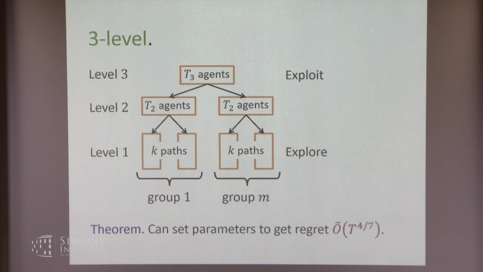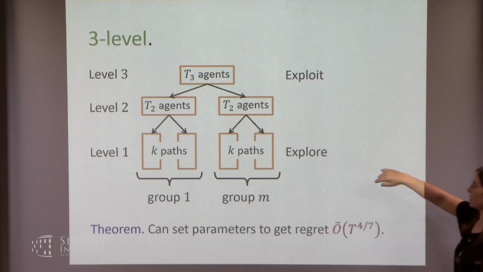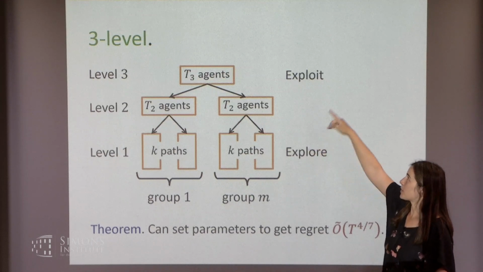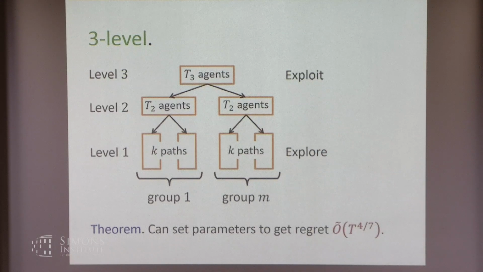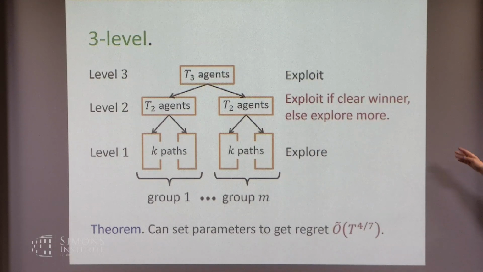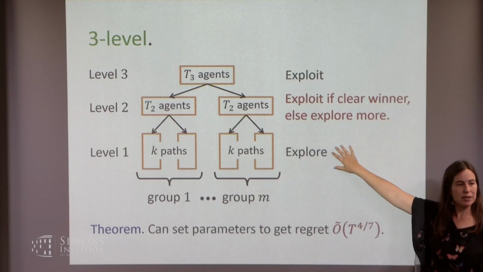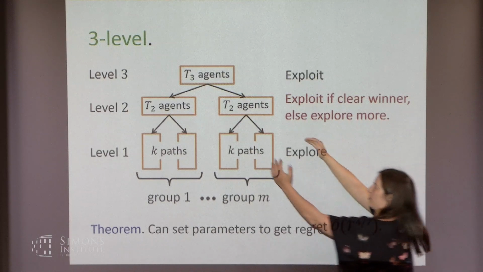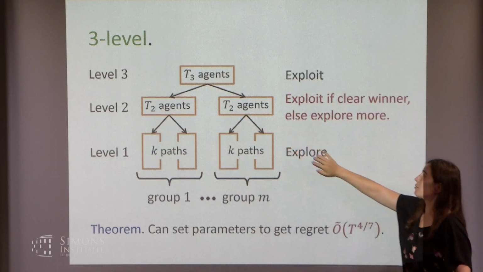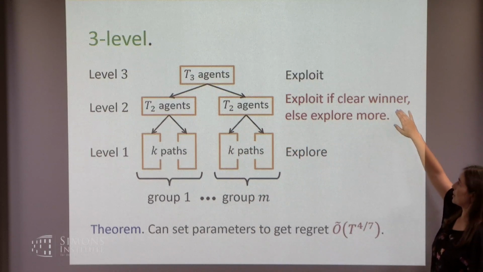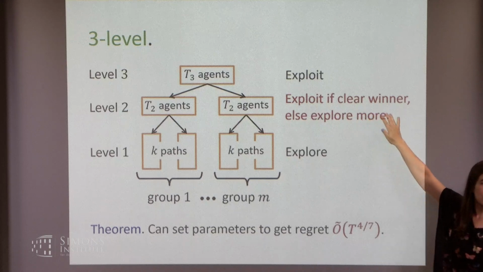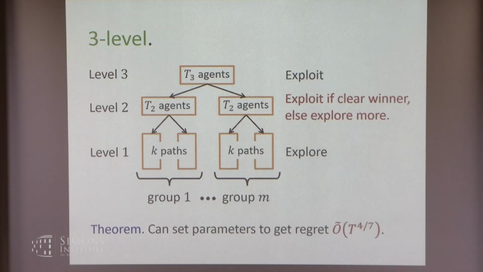Yeah, the analysis is going to be a case analysis based on the size of the gap, but the policy is just going to explore down here, exploit up there, and the middle level is going to explore if there's a clear winner among these levels, in each of these levels. And if there isn't a clear winner in each of these levels, then it's going to induce this level to do more exploration. And so this is how we get the adaptivity. And so if I set the parameters correctly, I can get t to the 4/7.